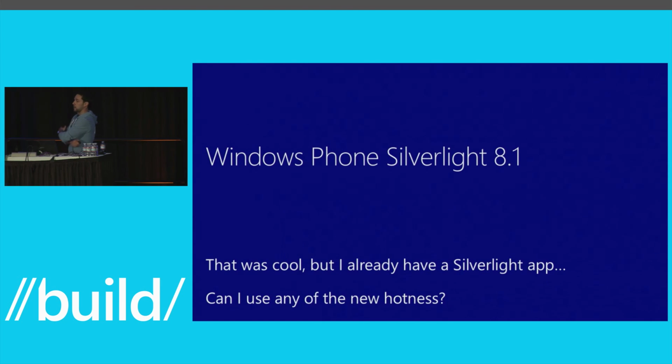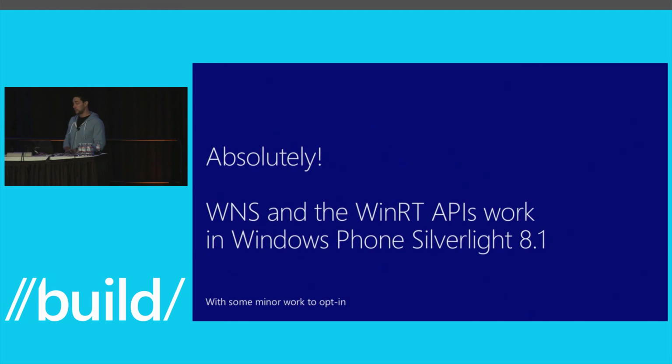So what about Windows Phone Silverlight 8.1? Obviously, we have a lot of Silverlight apps out there. Can you use any of this stuff? And the answer is absolutely. I probably wouldn't mention it on here if it was bad news. Absolutely, you can use this stuff. WNS, the full server-side stack and the client-side stack are now on the phone, and all those WinRT APIs work.